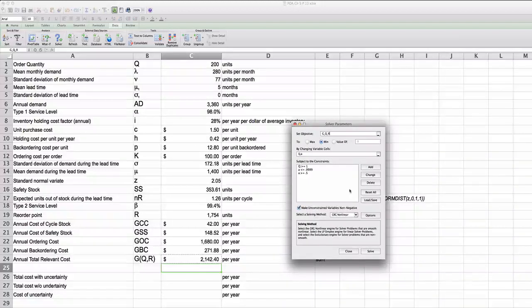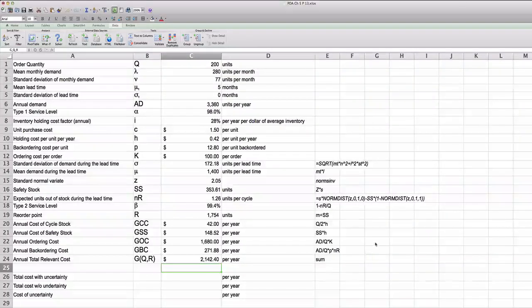So now I click OK, and what you see right here is my constrained optimization problem. Again, I want Excel to find the values of Q and alpha that will minimize the grand total cost of G of Q and R, subject to the constraints that Q be equal to or greater than 1, and that alpha be somewhere between 0.5 and 0.999. Now I click on solve, and you can see I get an optimal solution.